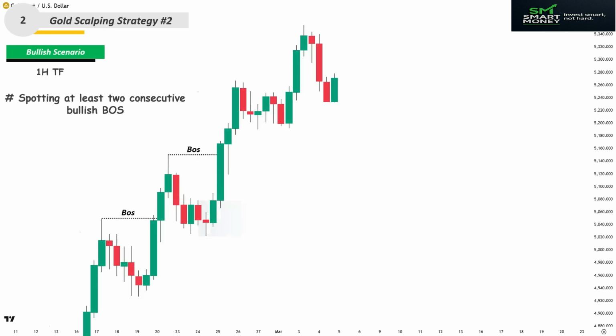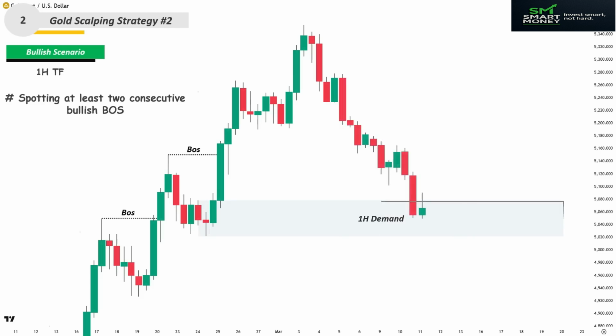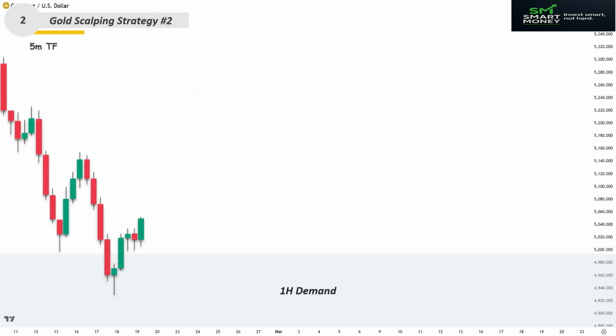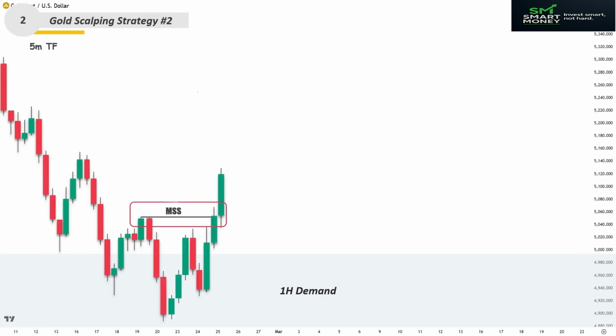The next step is to highlight the most recent unmitigated demand zone on the higher time frame, and then wait for the price to return to it. Once price taps back into that zone, zoom into the 5-minute chart and closely monitor the price action for signs of reversal. This will serve as your first confirmation before you start looking for an entry. This could be a market structure shift or a clear change of character. Either way, that serves as your first layer of confirmation.